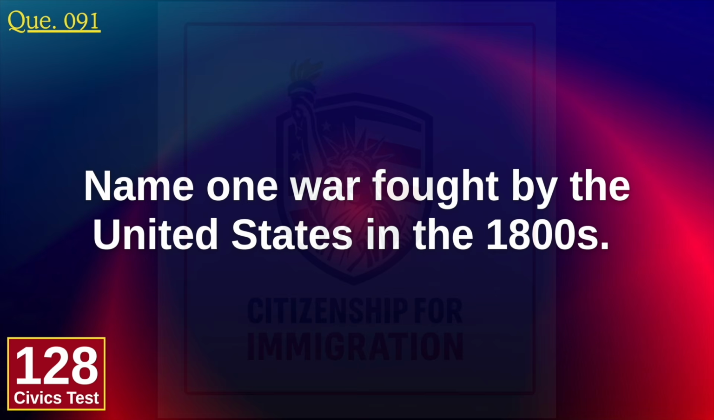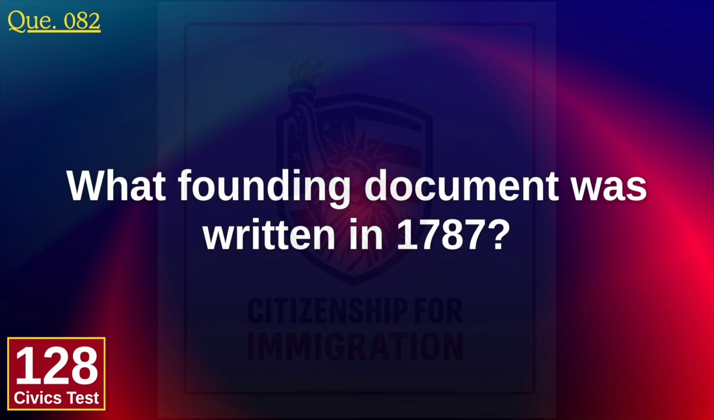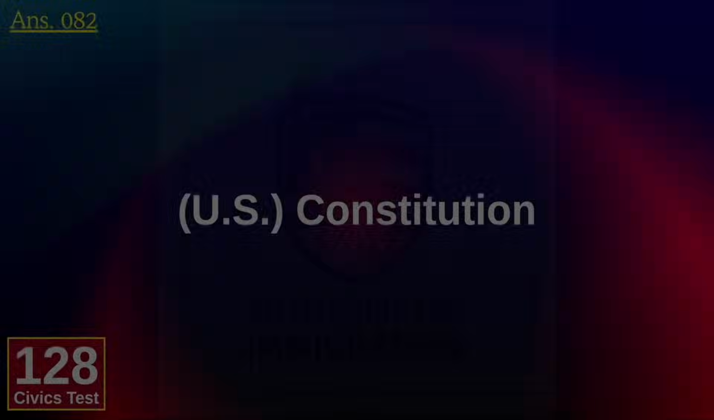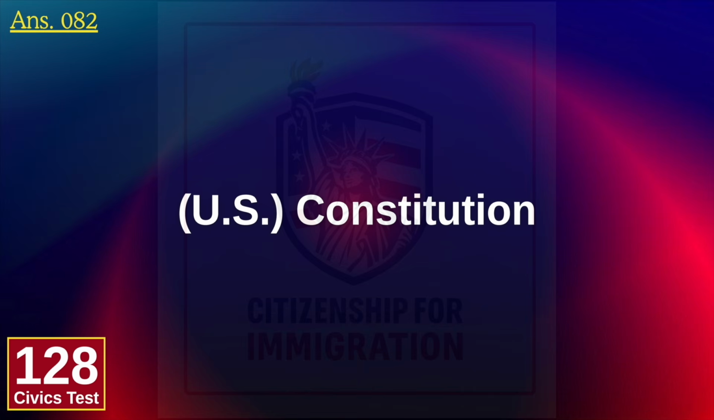Name one war fought by the United States in the 1800s. Civil War. What founding document was written in 1787? U.S. Constitution.